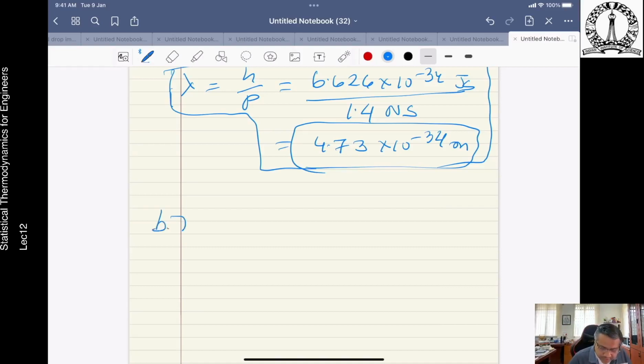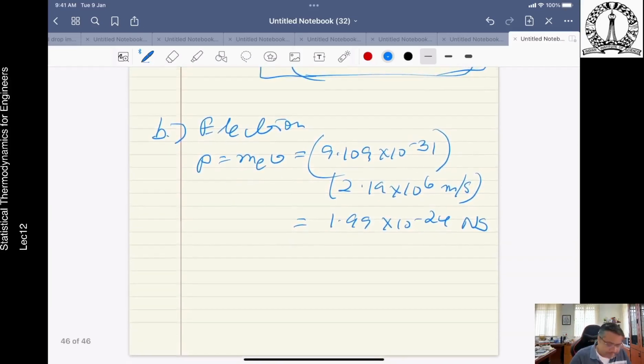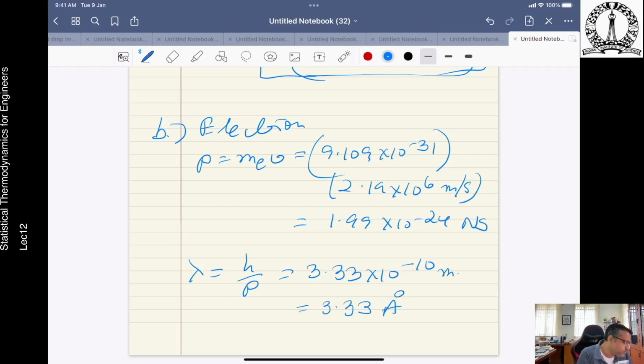On the other hand, if we look at the electron now, the electron's momentum p is m_e, 9.109 into 10 to the power minus 31, this is the electron's mass, into 2.19 into 10 to the power 6 meter per second. That is its velocity. So this gives you 1.99 into 10 to the power minus 24 Newton second. So the lambda for the electron will be h by p, which is about 3.33 into 10 to the power minus 10 meter. So it is about 3.33 angstrom, which is comparable.